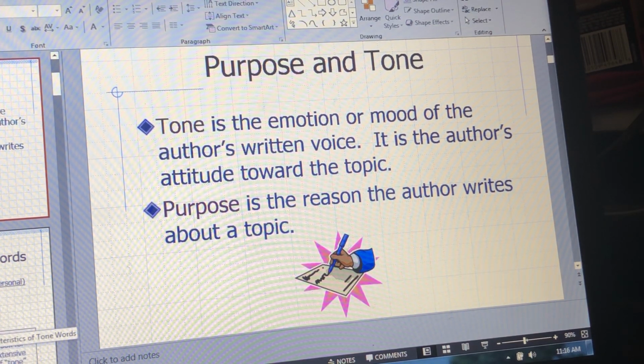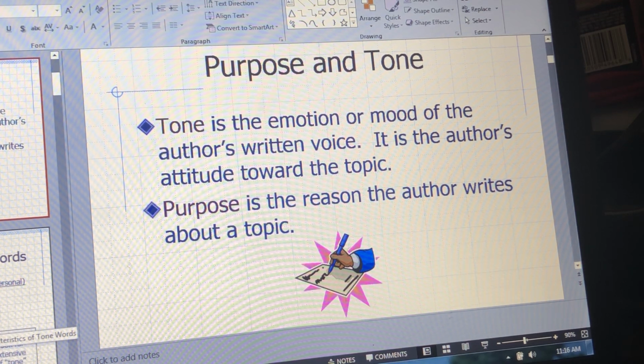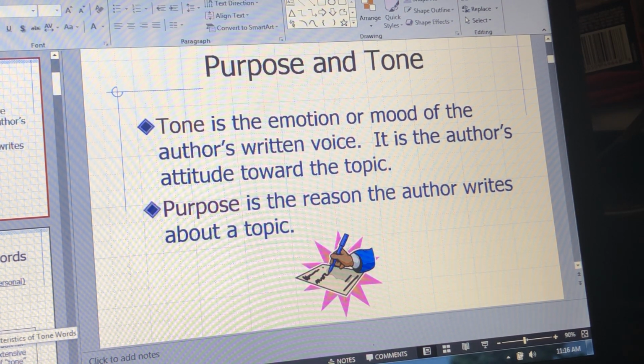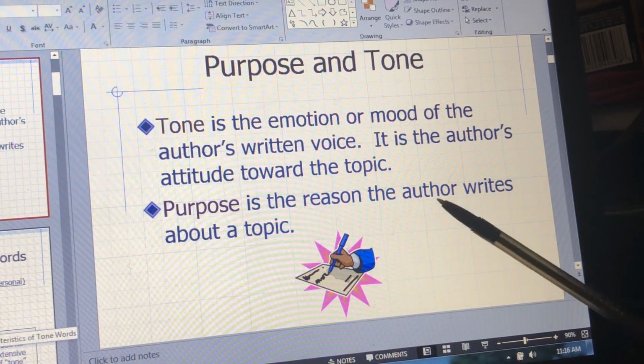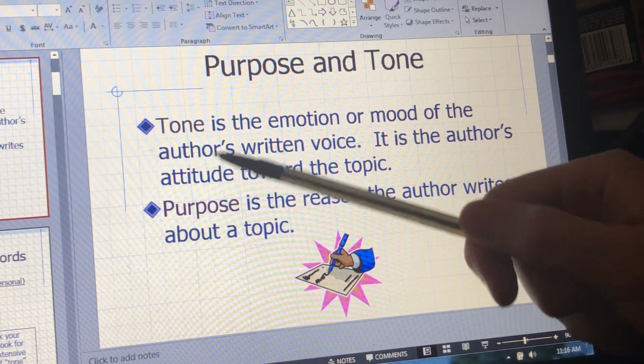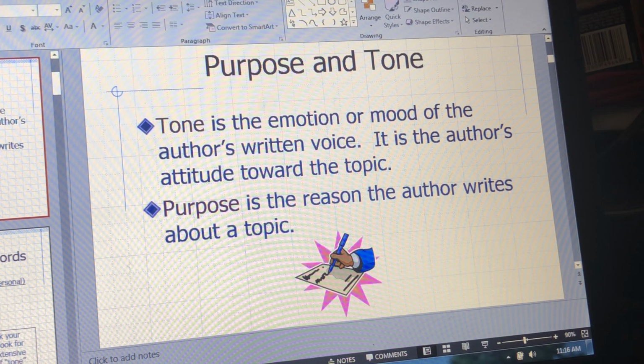All right, so the tone is the emotion or mood of the author's written voice. It is the author's attitude towards the topic. The purpose is the reason the author writes about a topic. So you might get the purpose question on a test, but understanding the tone and the attitude can help you discern that purpose.